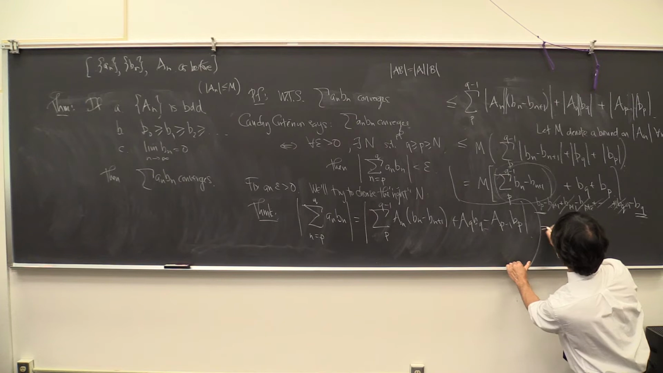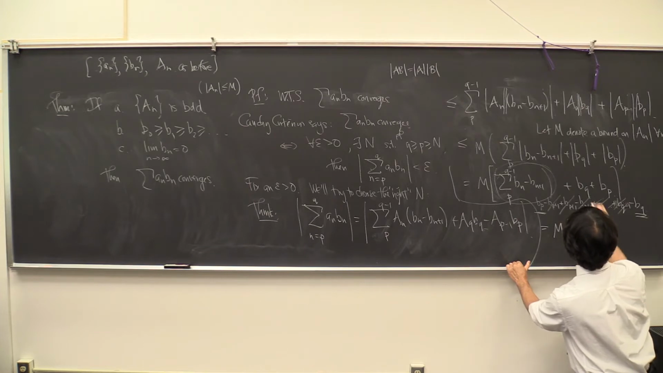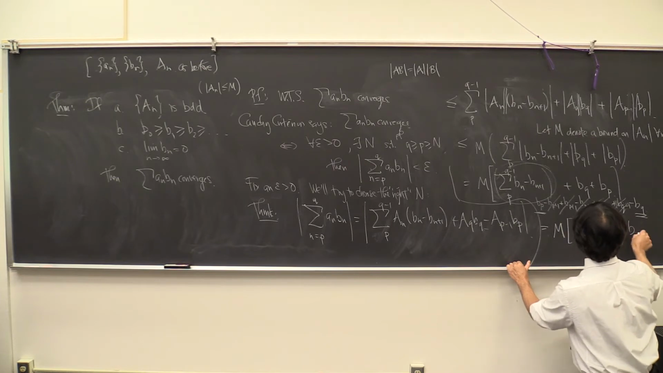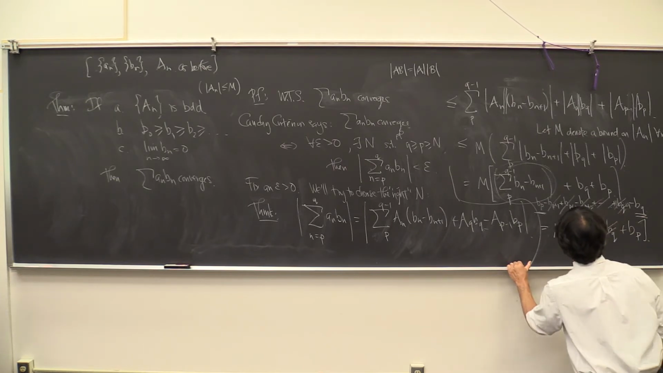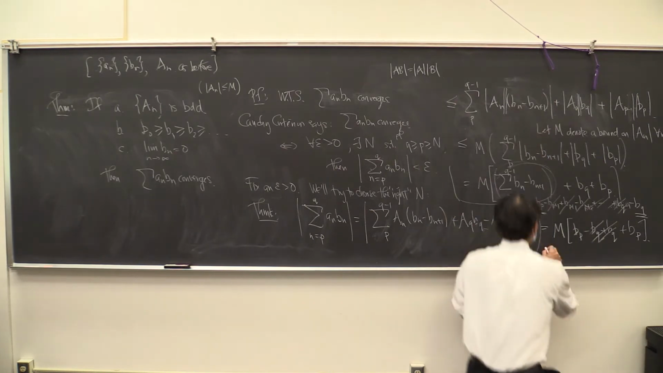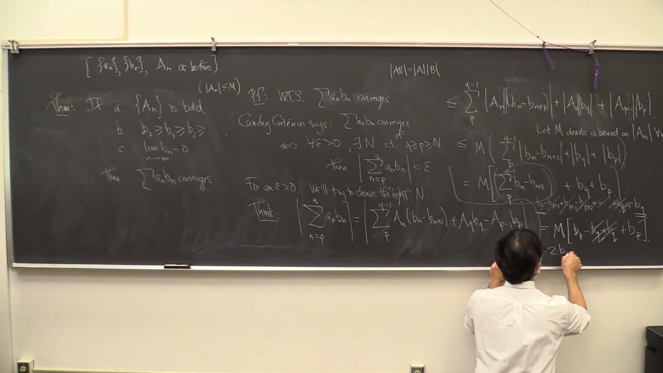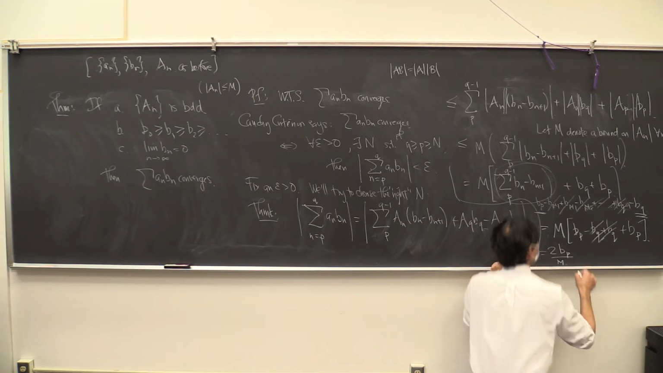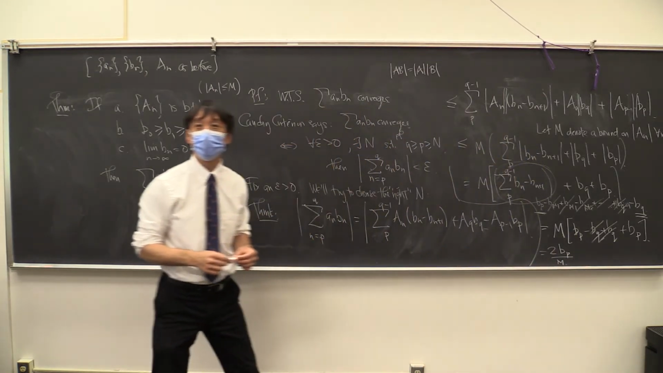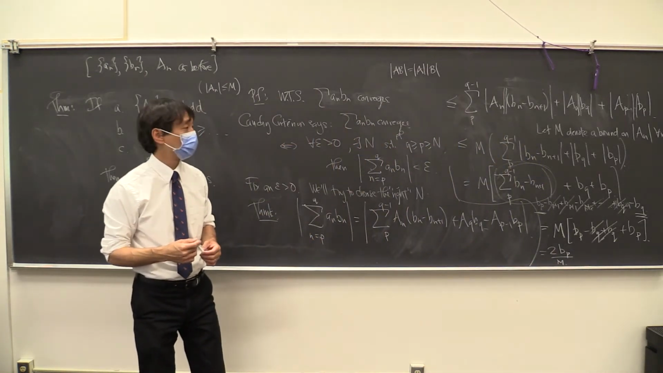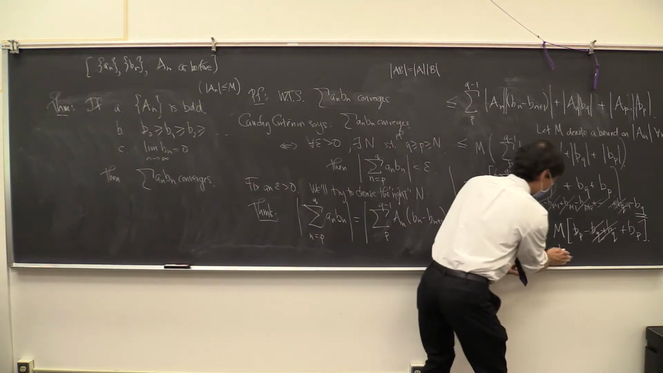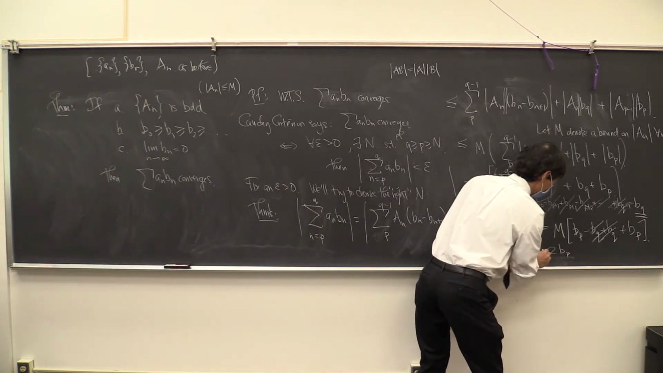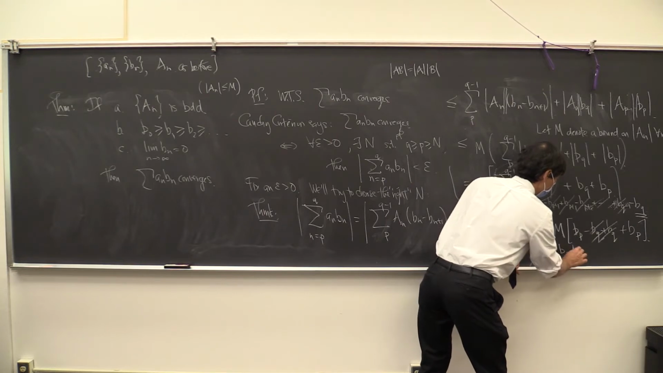So in the end, you see what happens. I get m times b sub p minus b sub q plus b sub q, which cancels, plus b sub p. Okay. So in the end, I get 2 b sub p times m. Sorry, thinking to the next step, sorry. Times m.